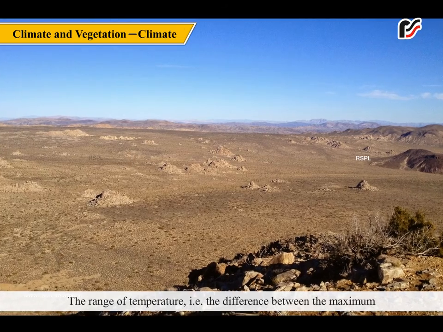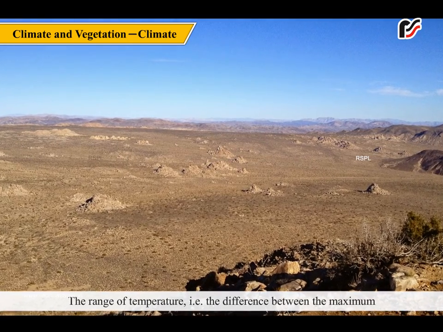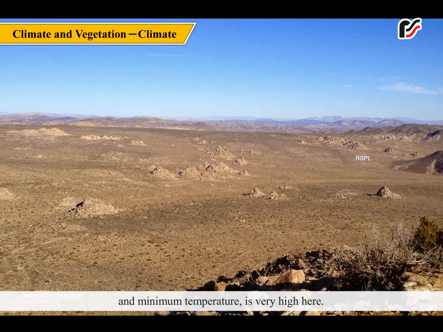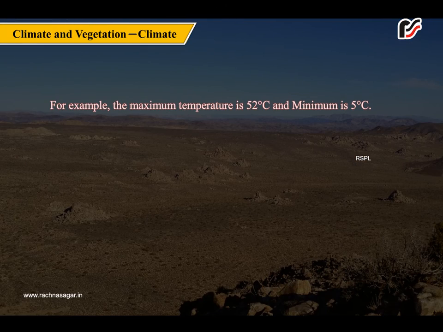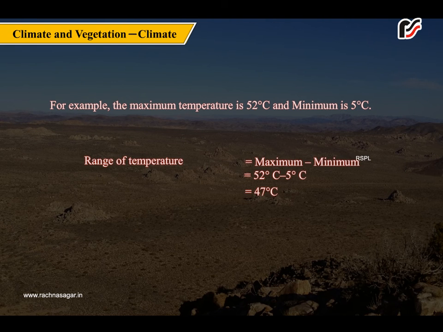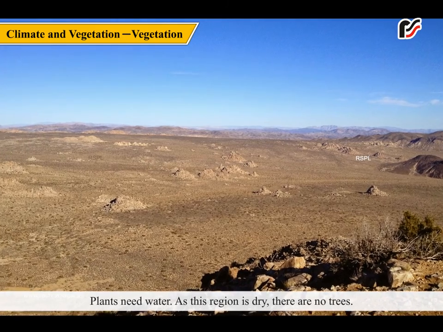The range of temperature, that is, the difference between the maximum and minimum temperature, is very high here. For example, the maximum temperature is 52 degrees Celsius and the minimum temperature is 5 degrees Celsius. Range of temperature is equal to maximum minus minimum, equal to 52 degrees Celsius minus 5 degrees Celsius, which is equal to 47 degrees Celsius. Plants need water.